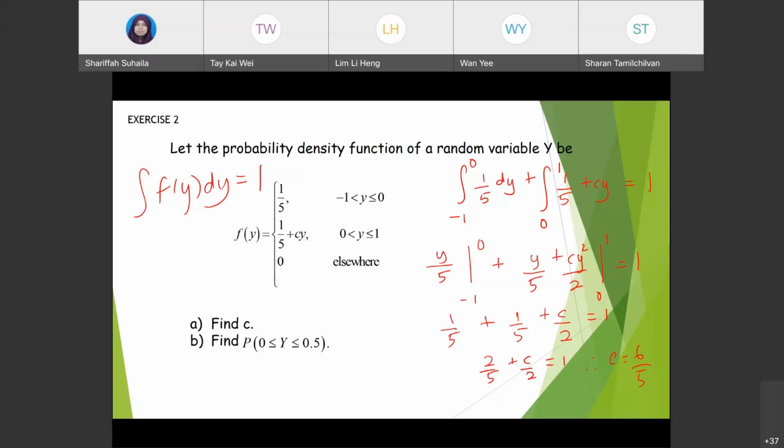Okay, so now you want to find the probability 0 less than or equal to y less than or equal to 0.5. So try to find what the value is.